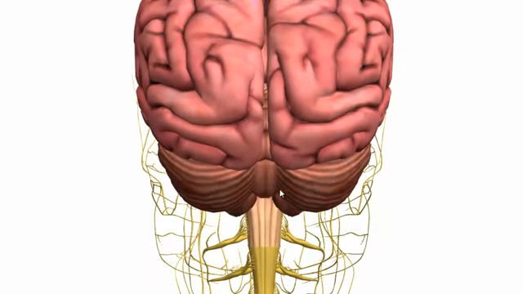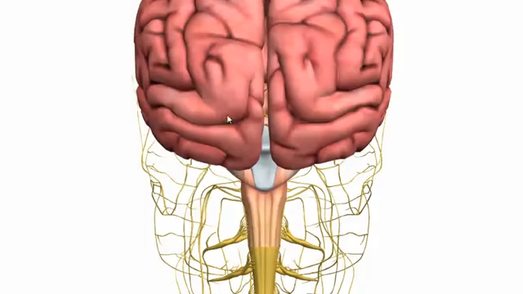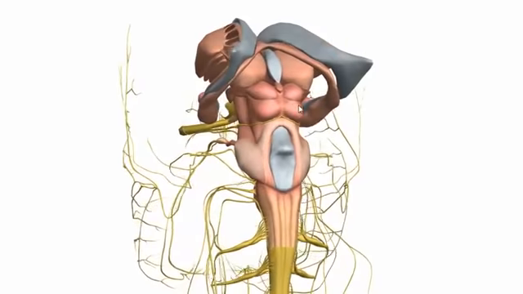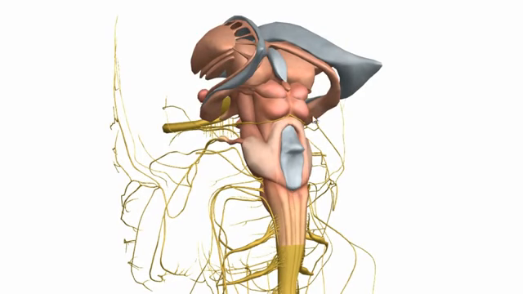If I remove the cerebellum, and I'll remove the hemispheres as well, we can see the midbrain here. You can identify it by the colliculi. So that's the midbrain sitting, and this is the dorsal surface of the brainstem.